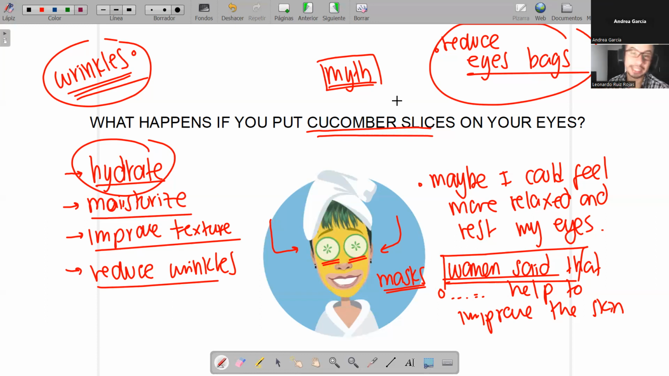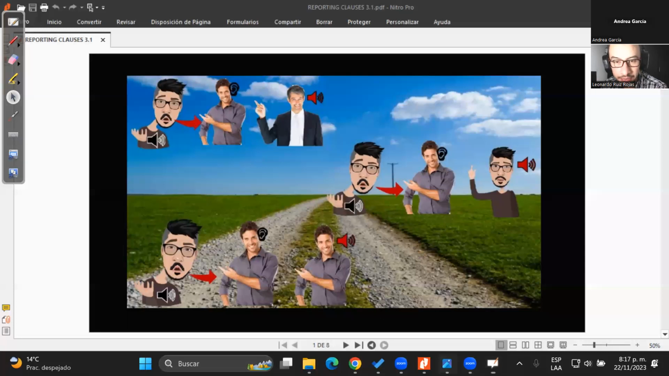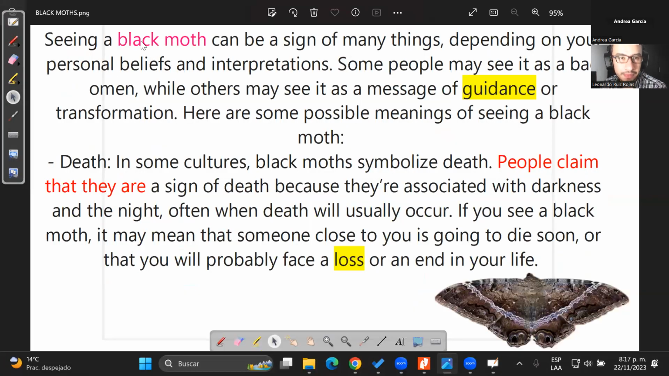So, well, basically that's the topic of today, and we're going to start with a reading. Ready? The reading is actually pretty simple. It's about the black moth. Do you know what a black moth is? Well, it's this animal that we have here, right? Do you find it scary? No, normal, teacher, like a butterfly. Okay, very good.